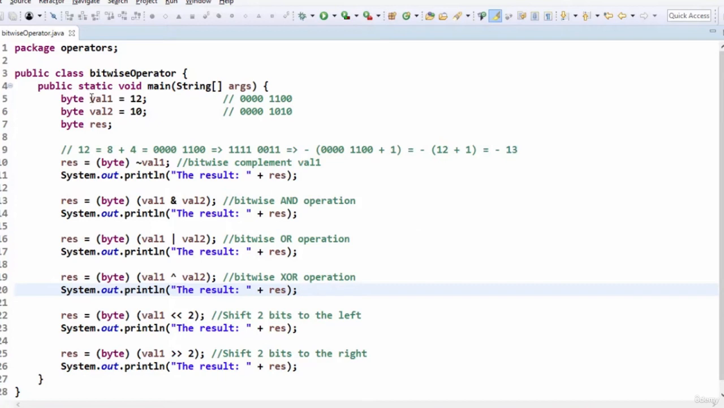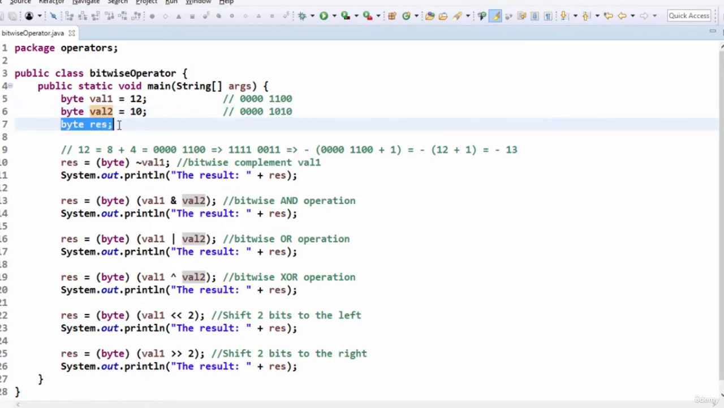So we have defined two variables, val1 and val2, with the values 12 and 10, and they are of type byte. The binary representation of 12 in byte, that means in 8 bits, we have written, and also the binary representation of 10 in 8 bits, we have mentioned that one.